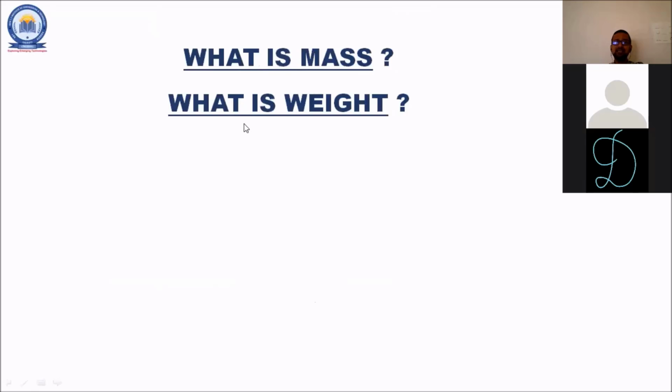What is mass and what is weight? I hope you have heard these terms previously. So can you share your views on the concept of mass and weight? Any student can reply in the chat box. What are your comments on mass and weight?